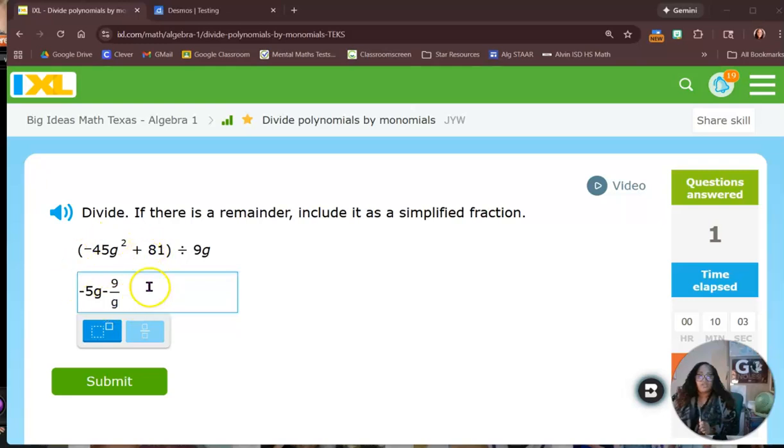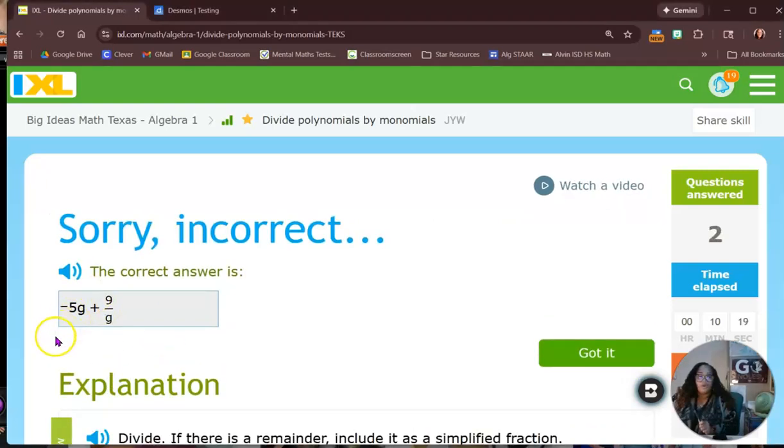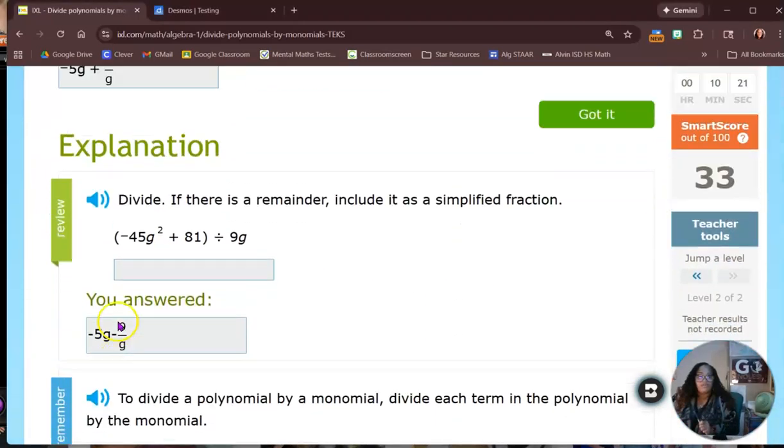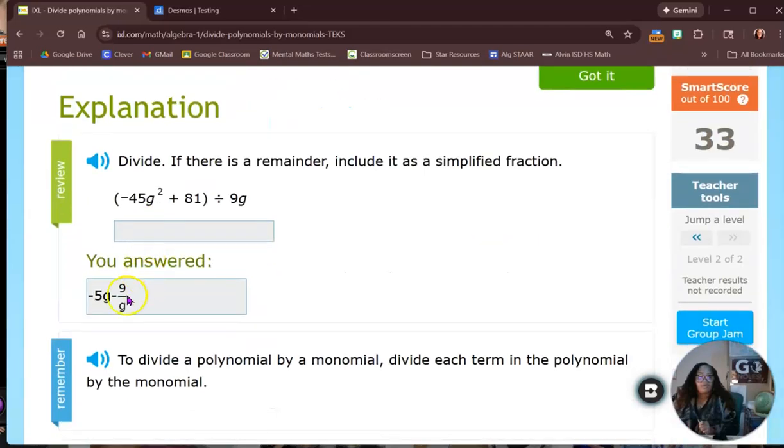Okay, so now we need to check our work. 81 divided by 9 is 9. Negative 45g squared divided by 9g is negative 5g squared. The g stays in the denominator because he was divided, and then 81 divided by 9 is in the numerator because it's a whole number. So let's check it out. Oh, what did I do? Oh, I should have put a plus there. Whoops. Okay, well, let's keep on moving from here.